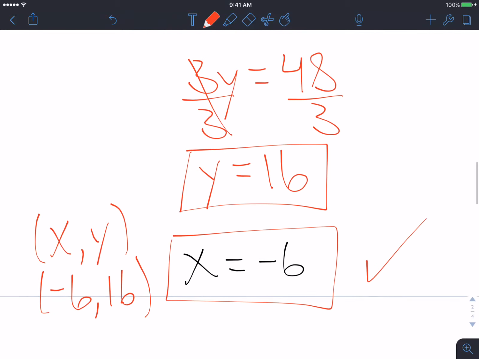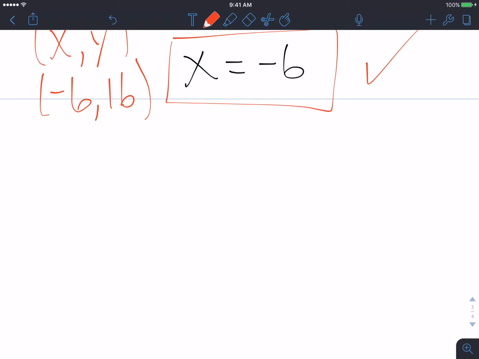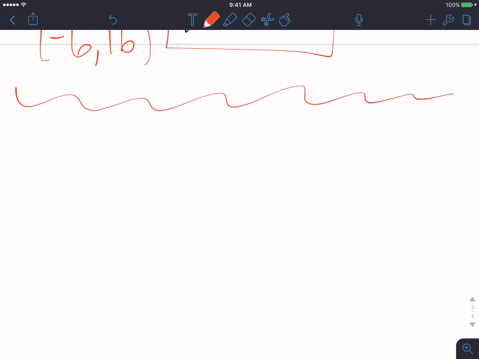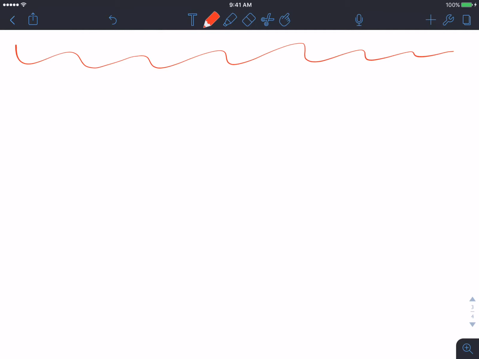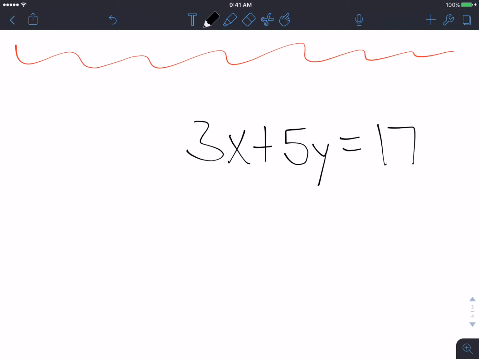Okay, we'll go ahead and do a second example. In the second example, it's going to be the same type of problem, just with different numbers. So let's go ahead and try it out. 3x plus 5y equals 17, and 2x plus 3y equals 11.